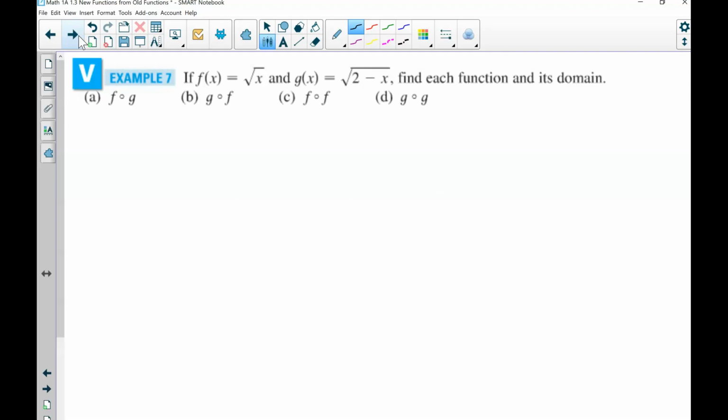Now let's take a look at example number 7. Okay, so we have our two functions. We want to find each function and its domain. So for part A, again, we're going to write down the definition.